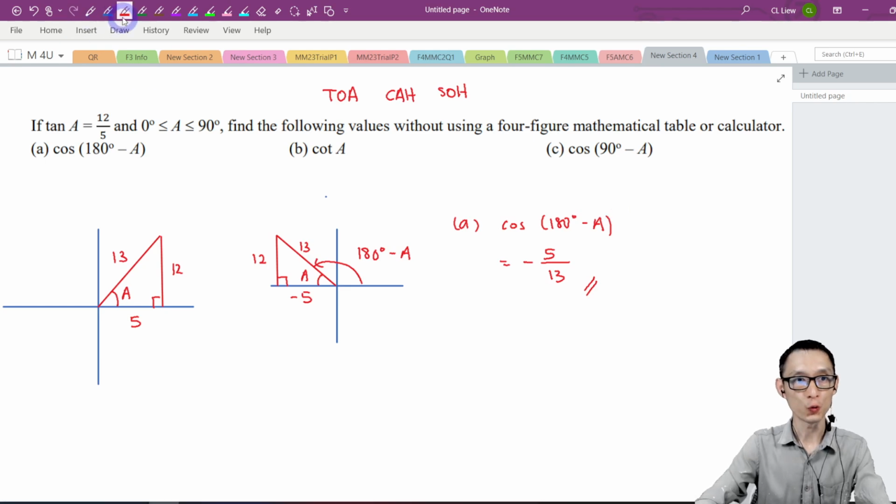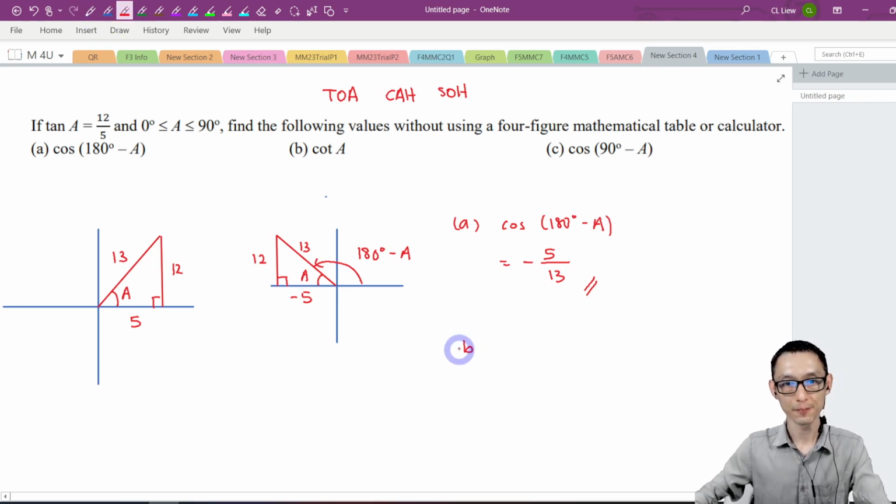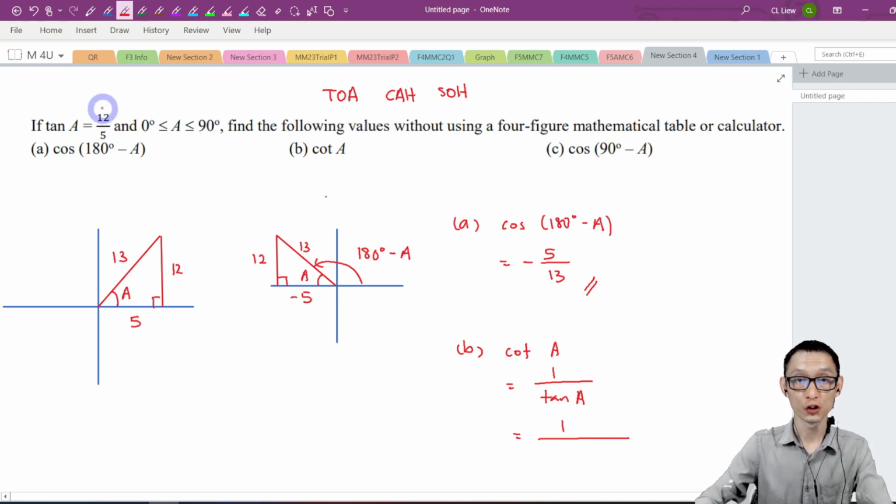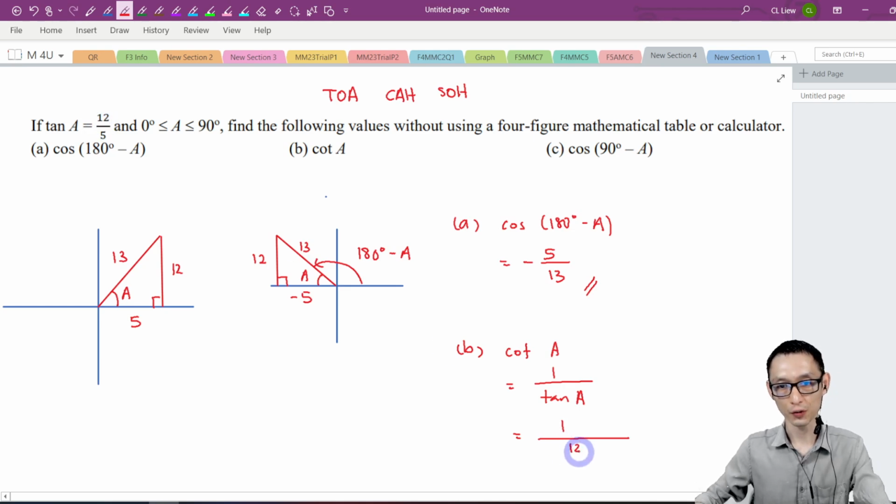Now let's go to B. You want to find cotangent of A. Cotangent is equal to 1 over tangent. Tangent is 12 over 5, right? 1 divided by 12 over 5 will become 5 over 12. Okay, this is the answer for part B.